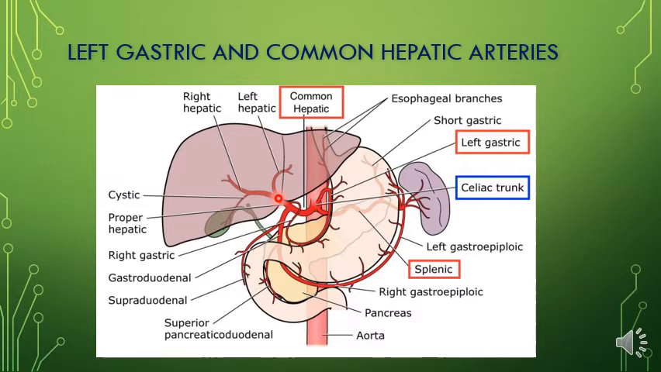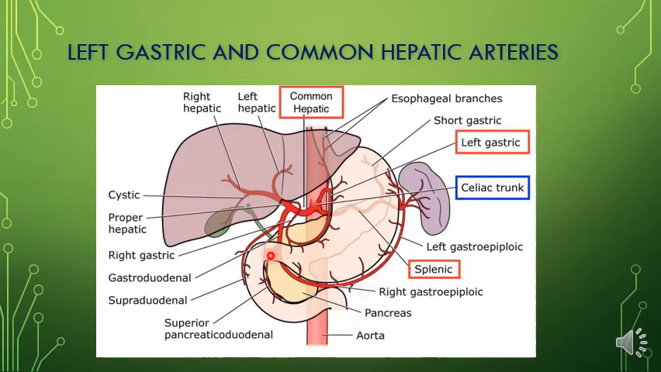Then the next branch of the gastroduodenal is, this is the gastroduodenal, right? So it has given the superior pancreatico-duodenal, and the other branch is the right gastroepiploic artery. So the gastroduodenal divides into the superior pancreatico-duodenal and right gastroepiploic artery. As the name indicates, right gastro means it supplies the stomach, and epiploic is related to omentum. So that's why this artery is also called the right gastro-omental artery. So it's going to supply the stomach as well as the omentum.